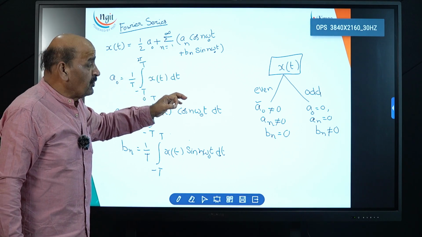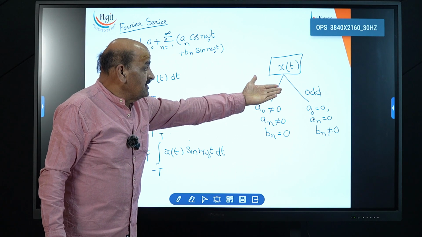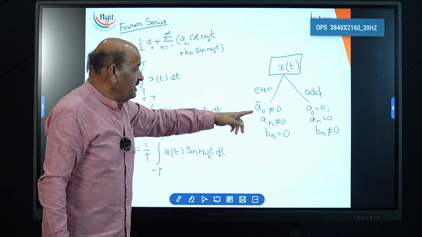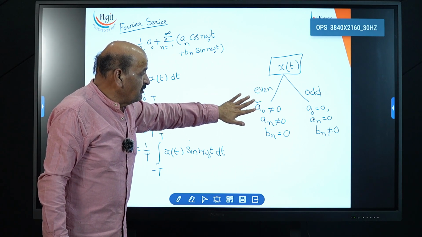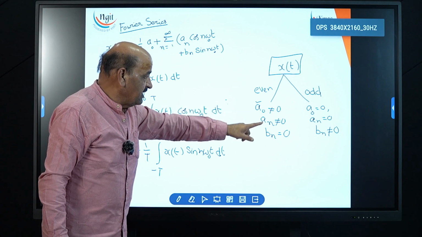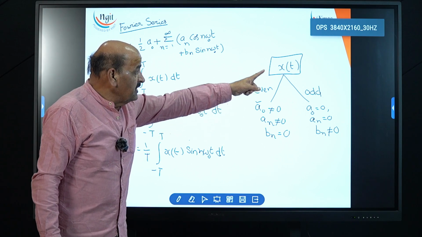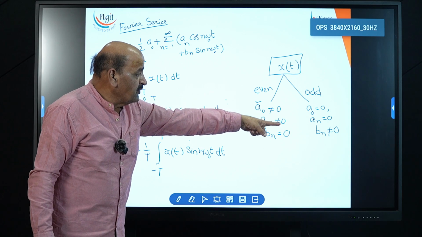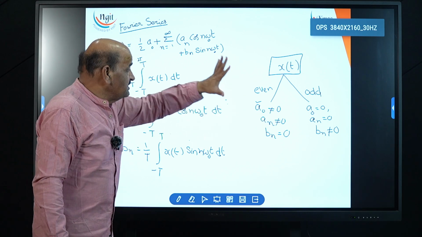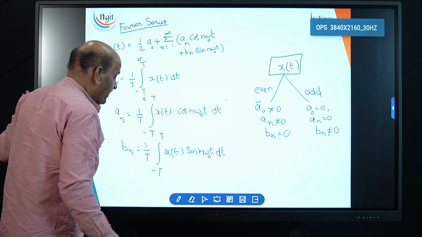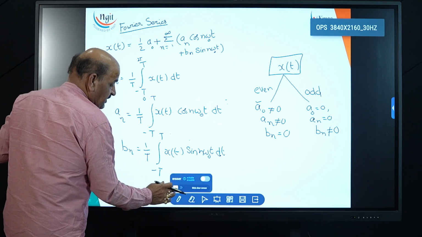Before solving any problem, let us verify whether the signal is odd or even. Here, even means you have to calculate only A naught and an, but not bn, since bn is 0. In case of an odd signal, we have to calculate only bn. These are the principles we are following in the next problems.